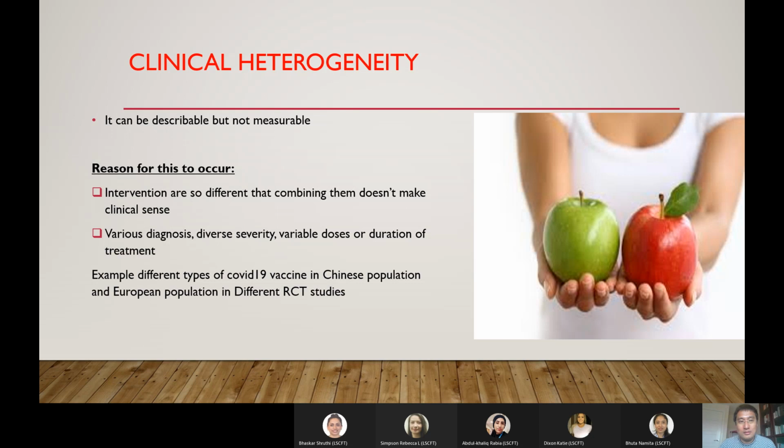Racial. Racial, but it comes under clinical heterogeneity, which can only be described but not measured. Is the concept clear? In MCQs, they will ask, what type of heterogeneity is it? If it is describable, not measurable, it is always clinical heterogeneity.